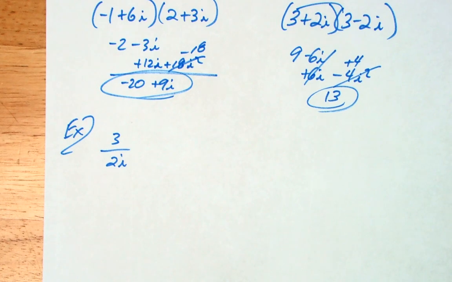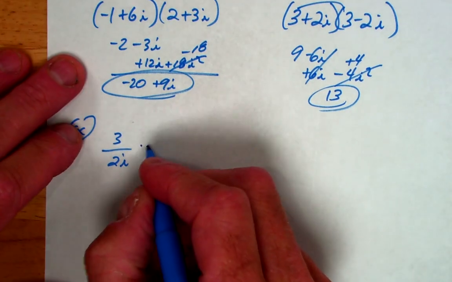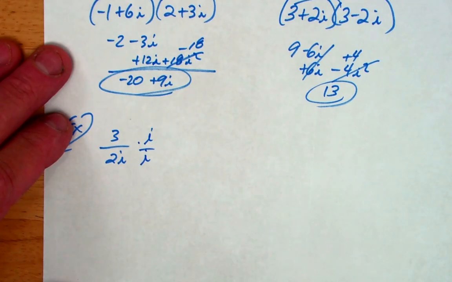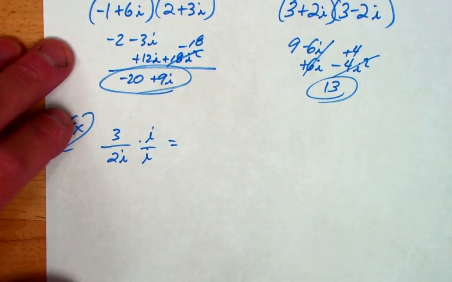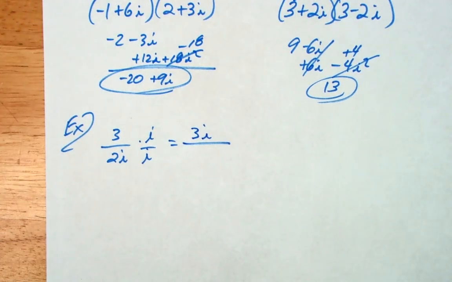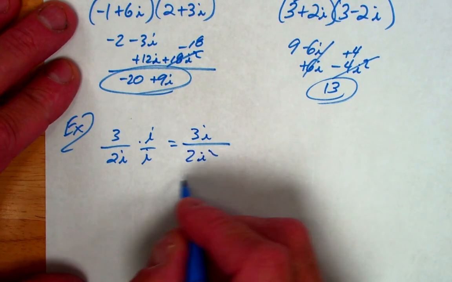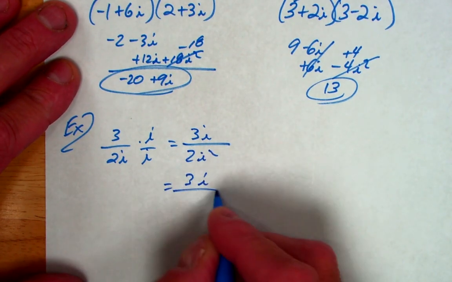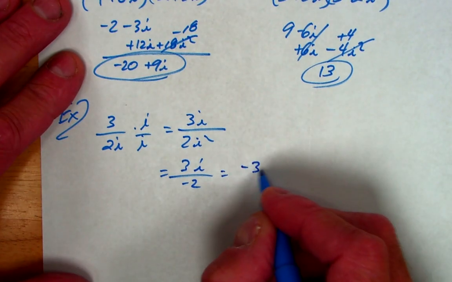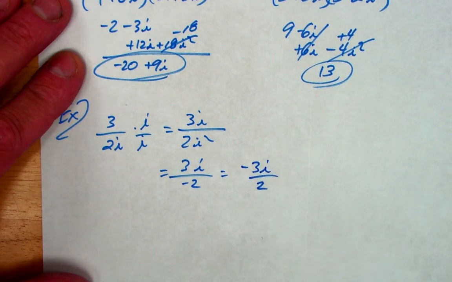So anyway, what you're going to do is multiply top and bottom by i. So we get on the top 3i. What do we get on the bottom? 2i squared. Which, what's 2i squared? Negative 2. So then we can just rewrite that with a negative up top or on the bottom or out front, whatever.